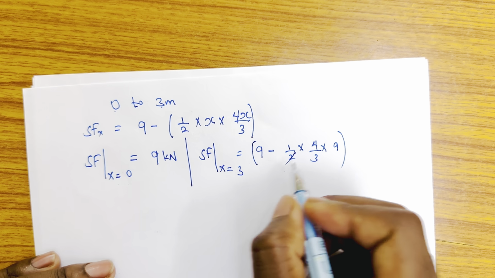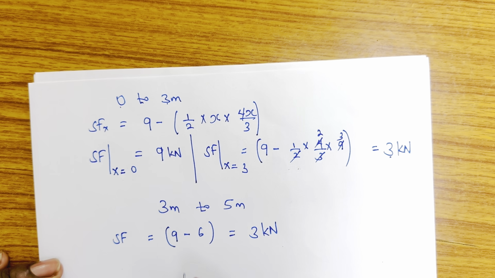It is just 9, which is the reaction force, then minus the force due to triangular loading, which is 6. There is no load in between, so it remains constant. So this still remains 3 kilonewton. And let's have the last span for shear force, which is 5 meters to 8 meters.